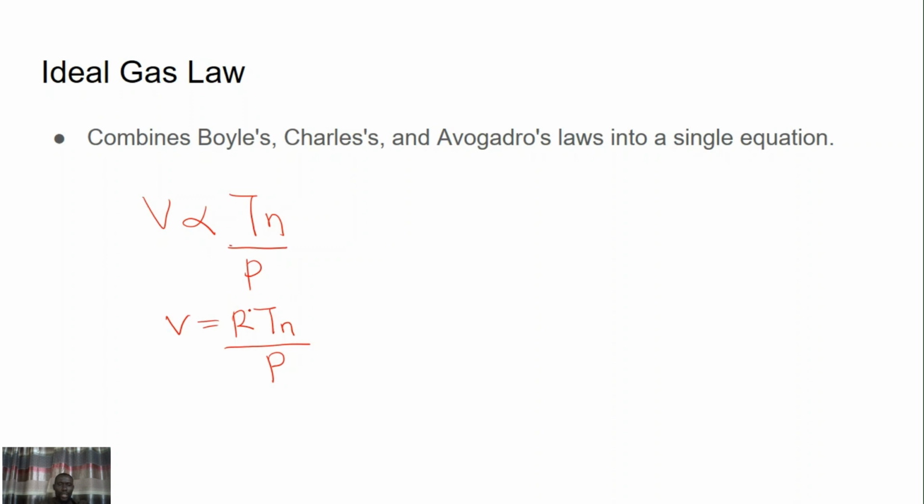This R is called the gas constant, and the value will be given when you are asked a question about it in the exam. This formula can be rearranged as PV equals nRT, and this is the ideal gas equation.